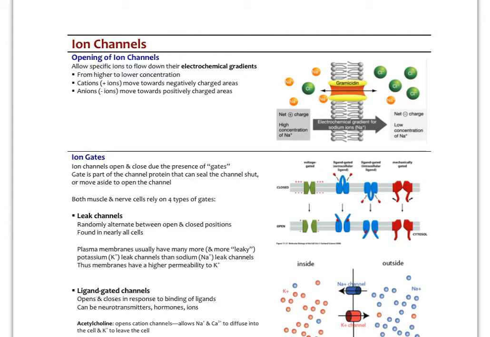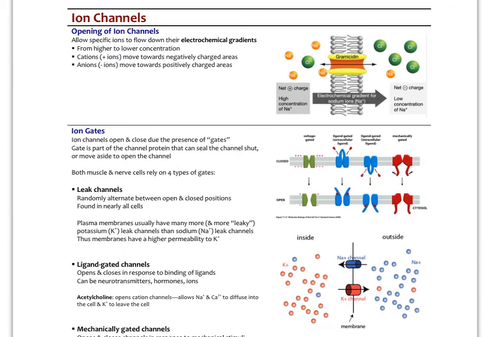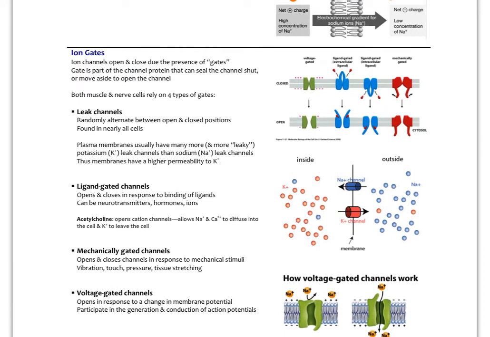Ion gates, a little more specific, these are ion channels that can open or close due to a variety of different factors, and there's a number of different types of ion gates. So muscle and nerve cells in particular have 4 different types of ion gates. So one are called leak channels. Leak channels are the simplest. They basically open and close randomly, and they allow the ion to go through them. And in particular, potassium has a number of leak channels in plasma membranes.